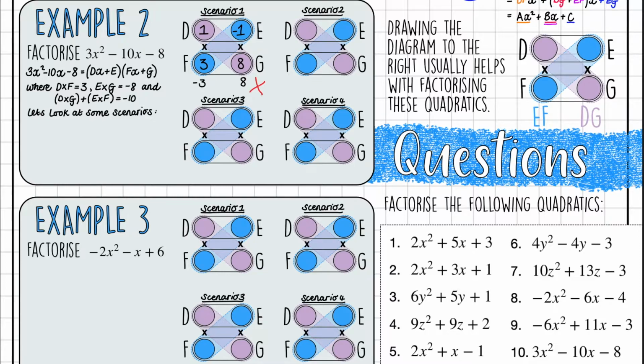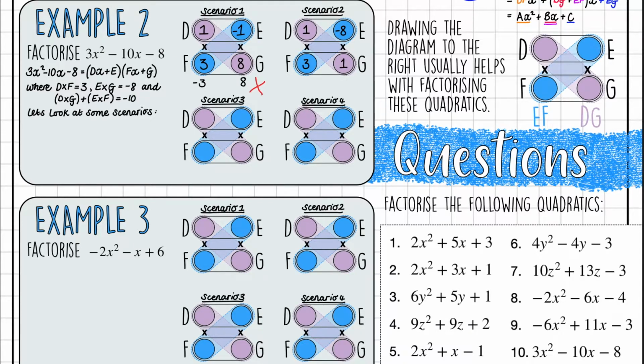Scenario 2. Again, we're going to keep this the same as scenario 1. It's always good to keep one thing fixed, and I generally keep d and f fixed. D times f is 3. Now e and g must equal minus 8. Looking at scenario 1, let's try it swapped round.